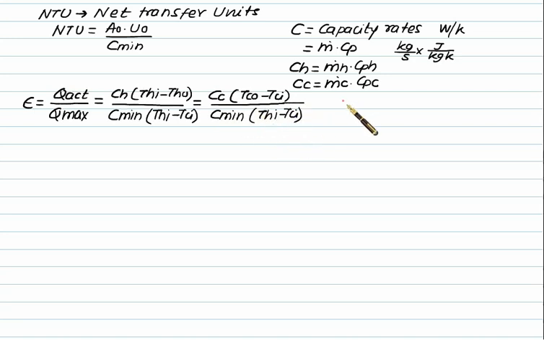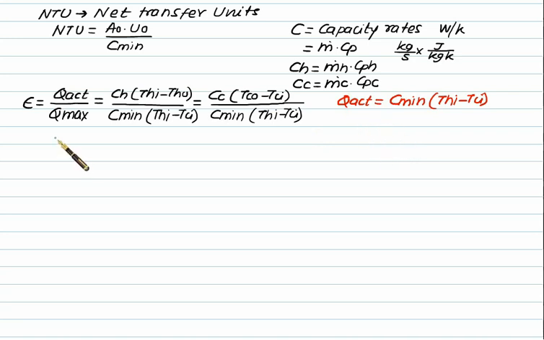We get one more equation for actual heat transfer, Q actual. This time the equation is C minimum multiplied by Thi minus Tci. The second equation is Ch, which is the same as m dot h Cph into Thi minus Tho. The third equation is Cc, which is m dot c Cpc into Tco minus Tci. And the fourth equation is surface area into overall heat transfer coefficient into LMTD.